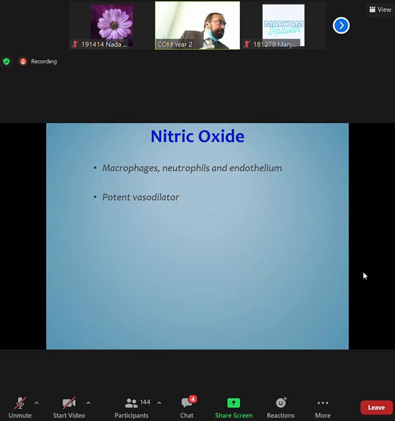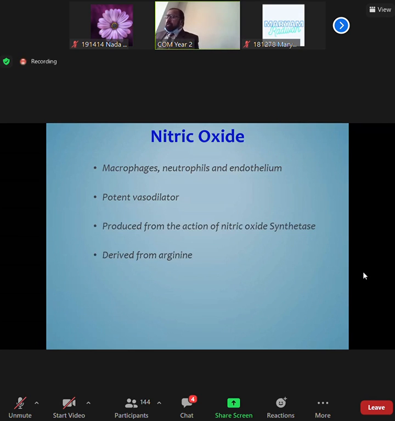So if I ask, what are the chemical mediators which stop the inflammatory process, you have to give two names, right? Potent vasodilators, they are produced from the action of nitric oxide synthase. Again, remember that this nitric oxide synthase takes the nitric oxide from arginine, and this arginine, in the presence of inducible nitric oxide synthase, joins with superoxide and forms peroxynitrite, which is also one of the powerful killers of bacteria.